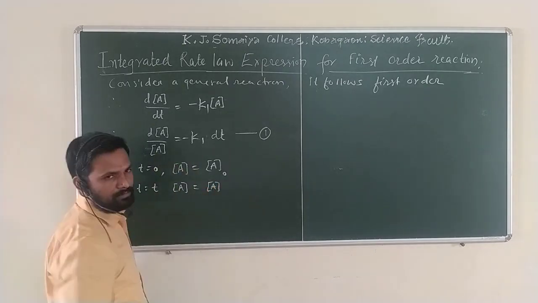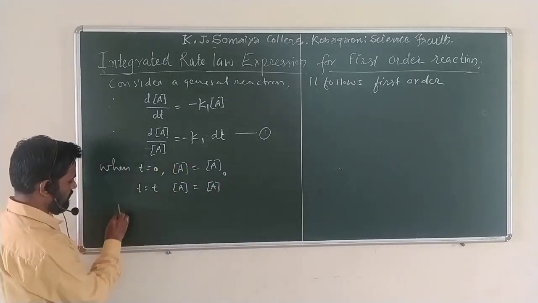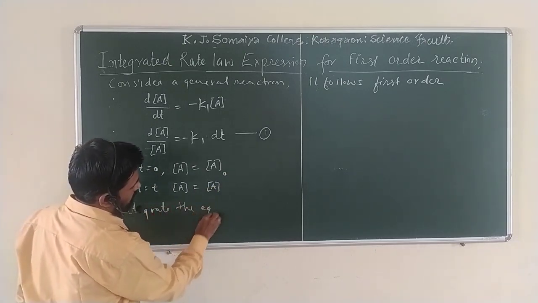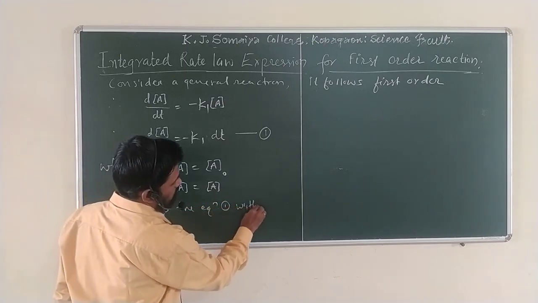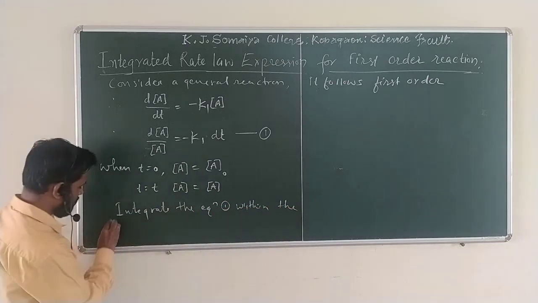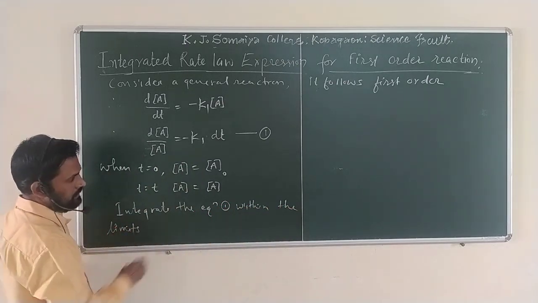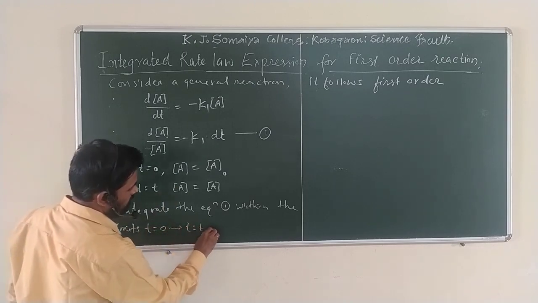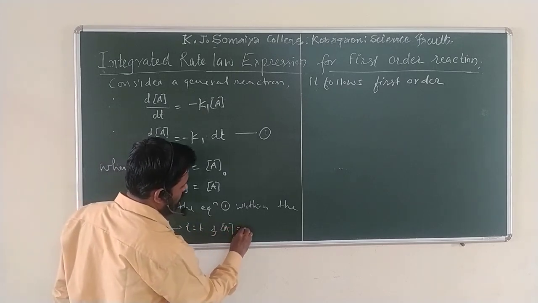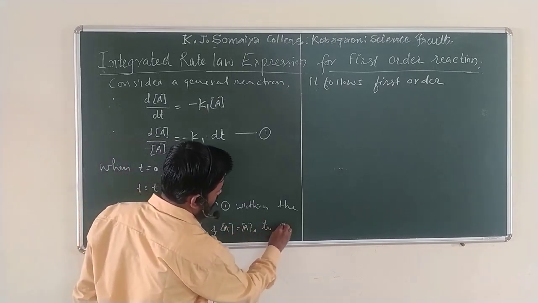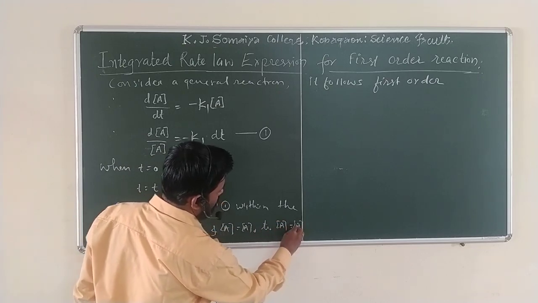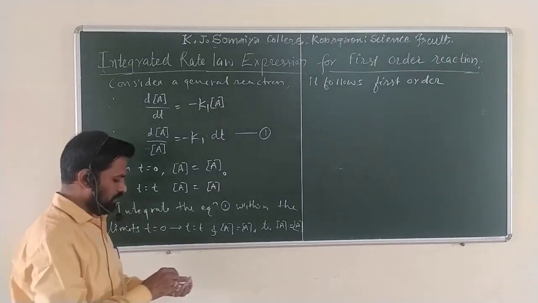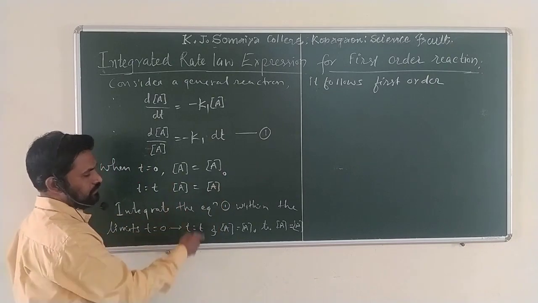So now integrate equation number 1 within these limits: t equal to 0 to t equal to t, and concentration of A equal to A0 to concentration of A at time t. These are the mathematical expressions we are using to do the kinetics of the first order reaction. Now, simple.